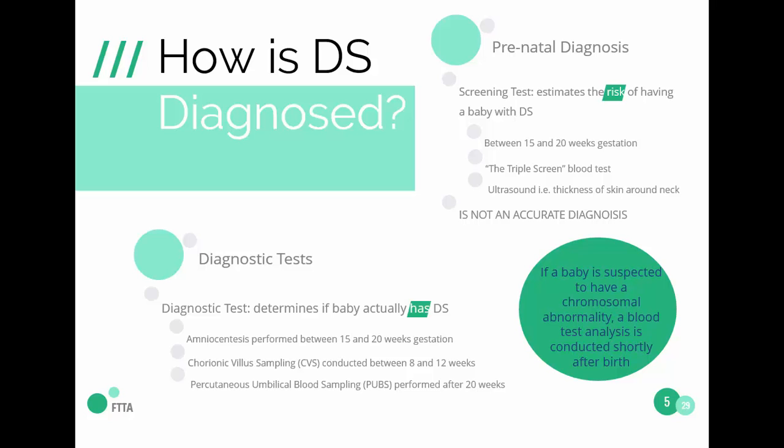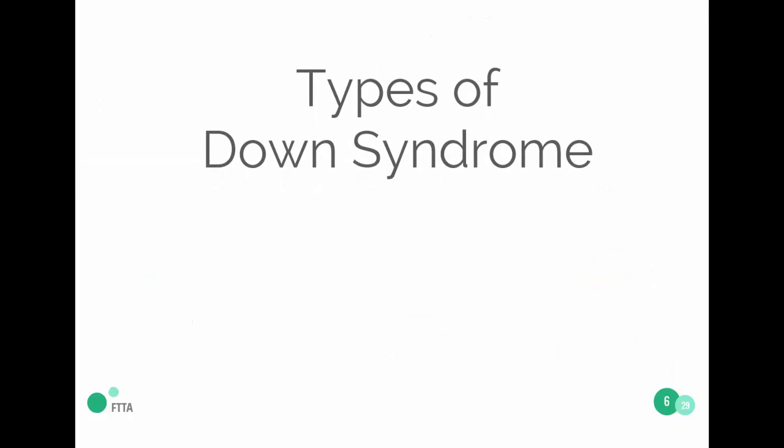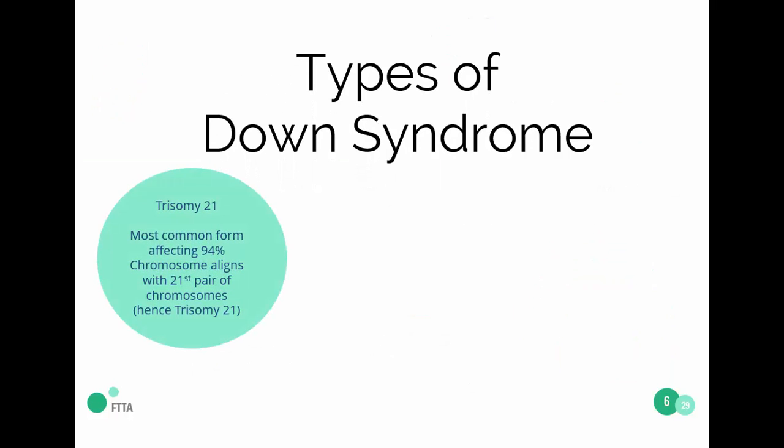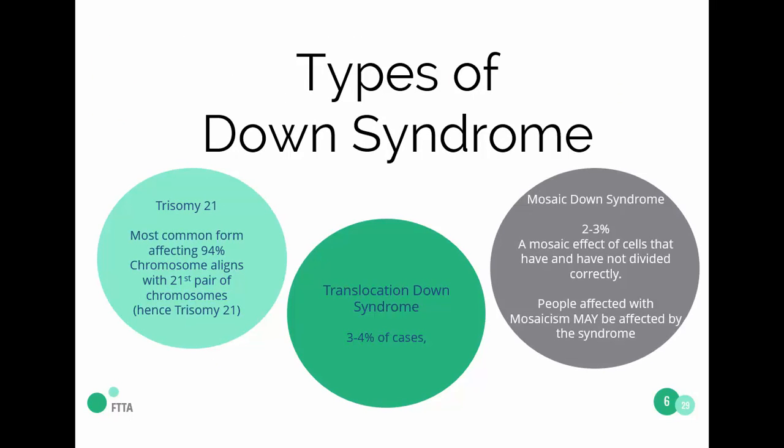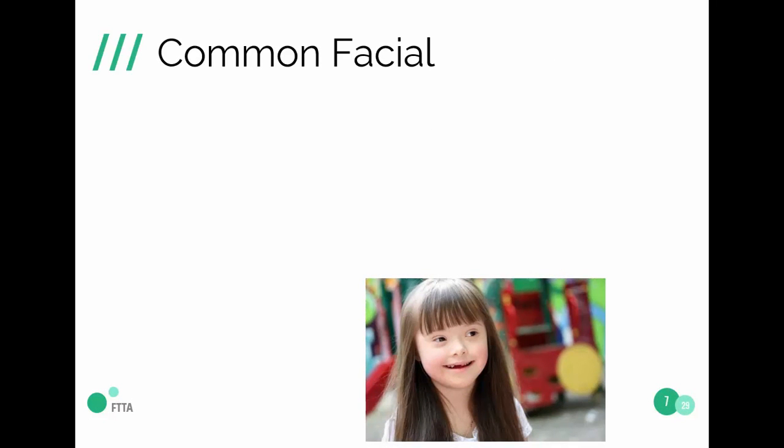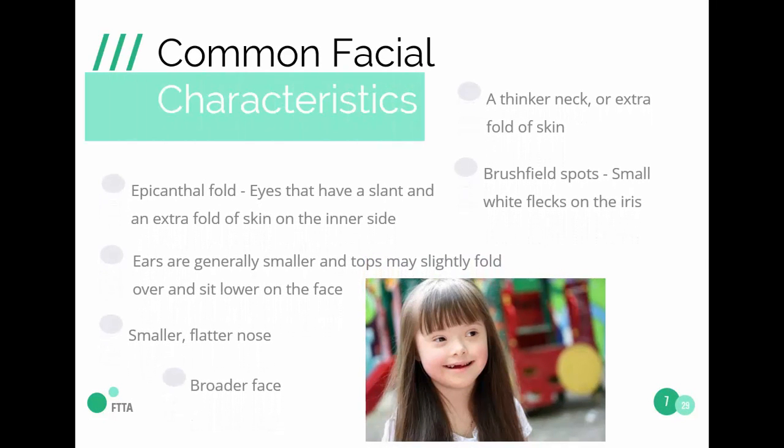If a baby is suspected to have a chromosomal abnormality, a blood test analysis is conducted shortly after birth. You guys can read through that stuff in your own time, or just go to Google. Types of Down syndrome. I'm not going to get into the particular details here, but you're certainly welcome to research that in your own time. But I don't think we need to go into that much depth. Most of your assessments, if this is the disability that you're concentrating on, then they certainly don't expect you to have anywhere near that level of understanding.